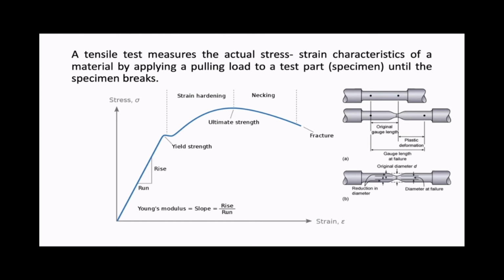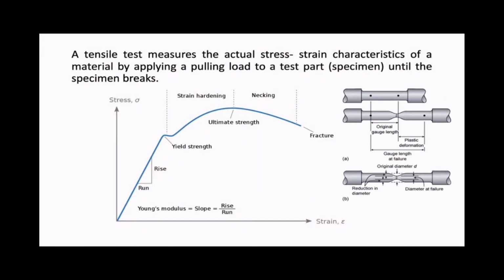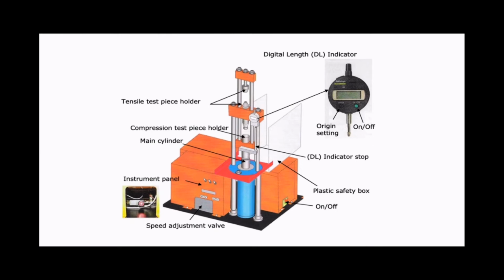By performing a tensile test, we can measure actual stress strain characteristic of a material by applying a tensile load on the part. As you are seeing in this figure, we will make a specific specimen for the material. When the load is applied over the material, at the beginning it will start necking and eventually it will break over its fracture point. After completing the test, the user can generate the stress and strain curve as we are seeing on this graph. Now let us discuss the important parts of universal testing machine.